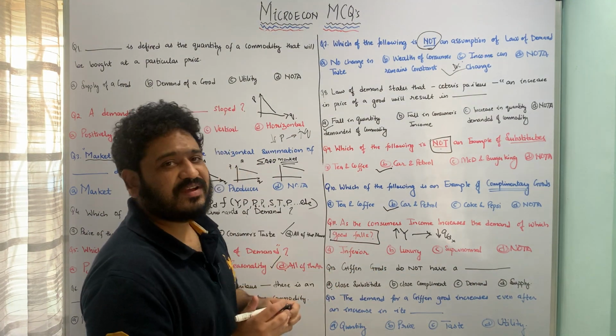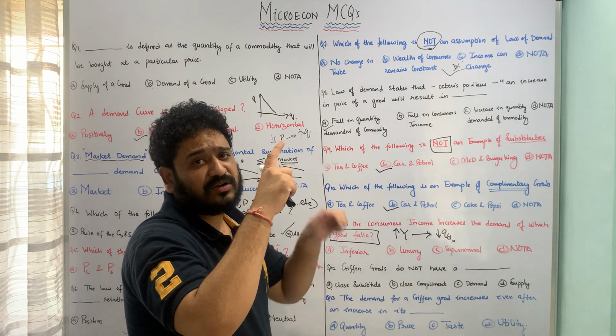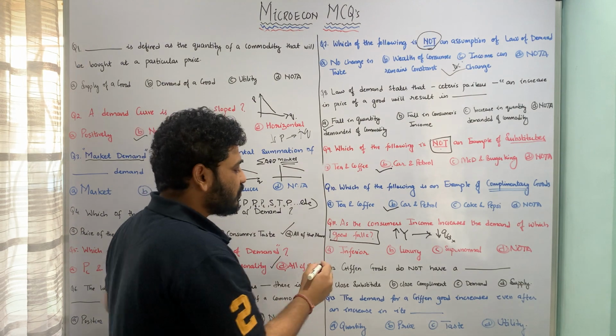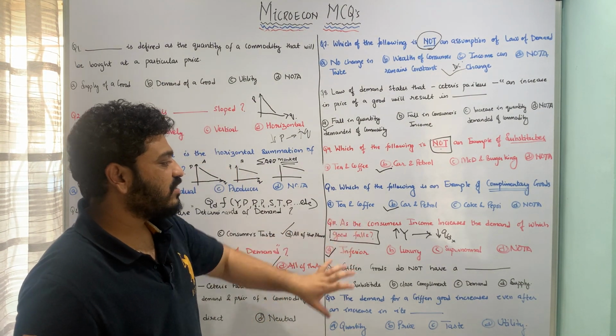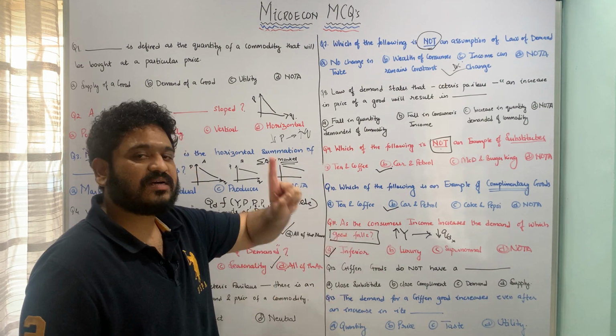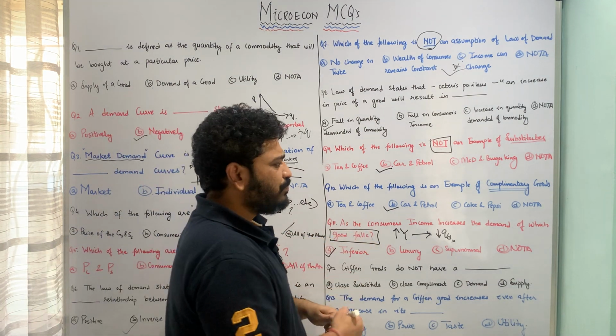Here it is very important to understand that whenever there is an increase in income, and if at all there is any fall in quantity of a particular good, such a good is always called an inferior good. So therefore option A, inferior, is the correct answer to this particular question. As the consumer's income increases, the quantity demanded is going to fall.